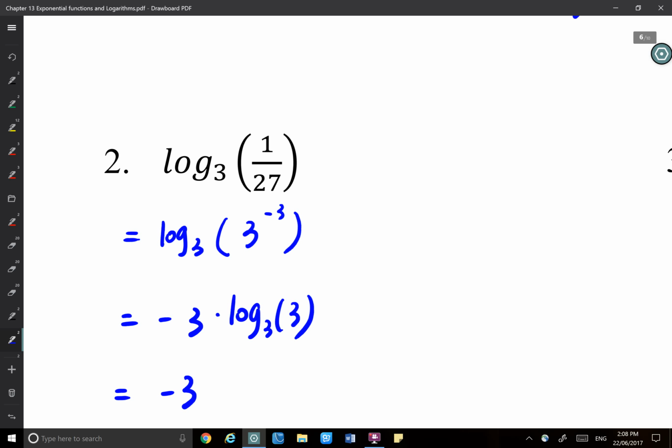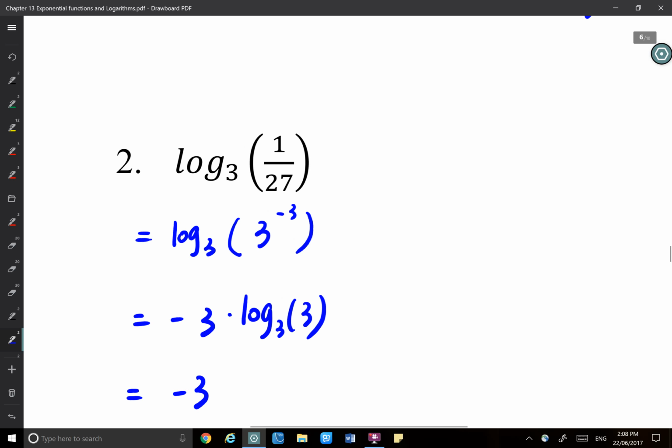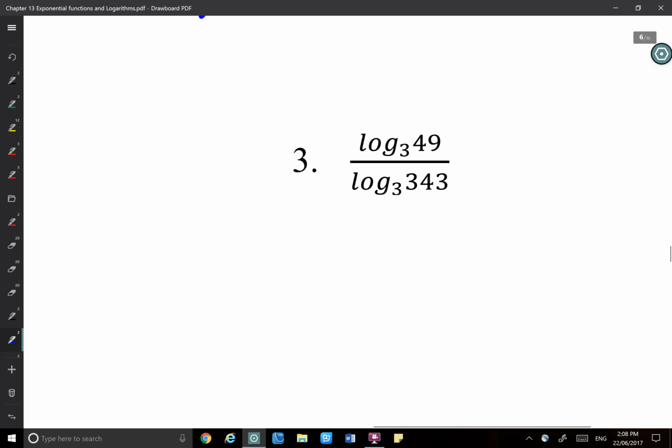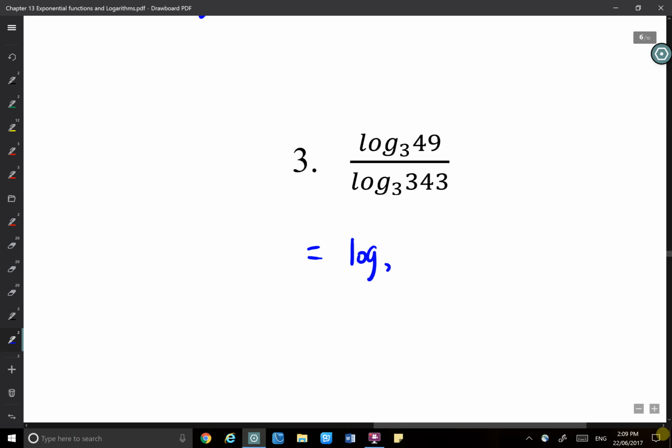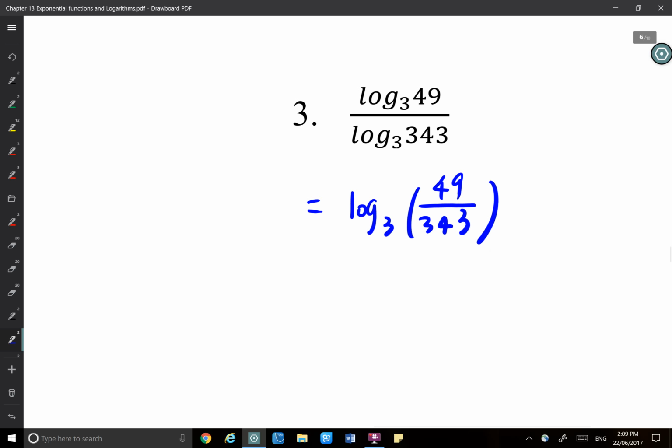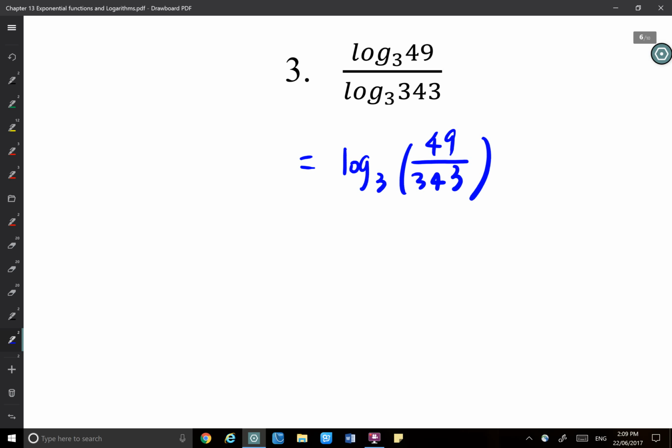Okay, the last one, I'll just do one last example today. The last example will be this one: log base 3 of 49 over log base 3 of 343. My question is, can I do that? You just need to say yes or no. No. Why not?